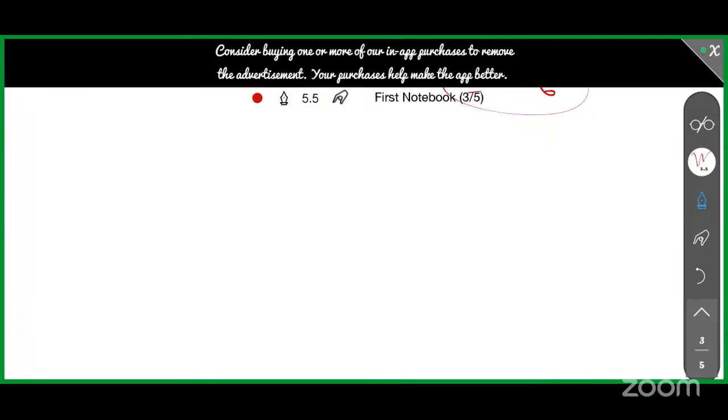If P1 and P2 are the perpendicular distances from the origin to the two perpendicular straight lines, that means there are two perpendicular straight lines, and P1 and P2 are the perpendicular distances. That means they are the normals from the origin. Then the locus of the point of intersection of these two lines is what? I think the question is clear for you all.